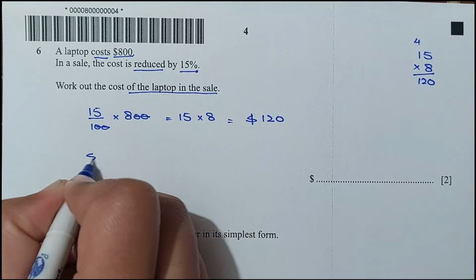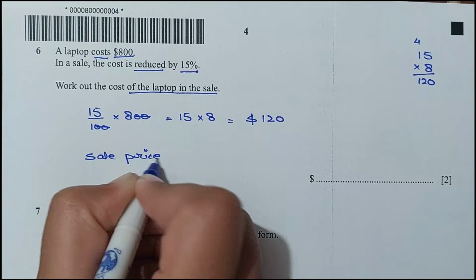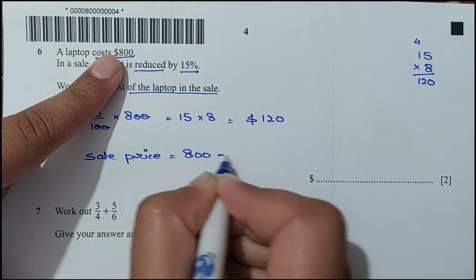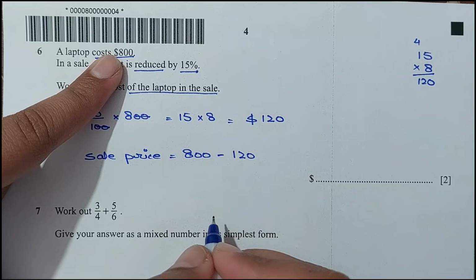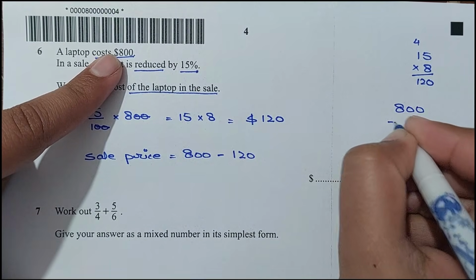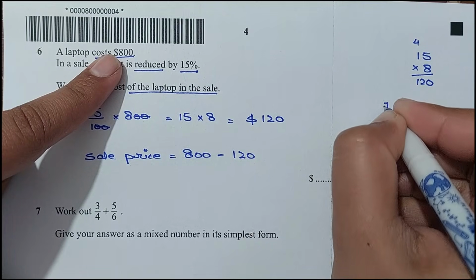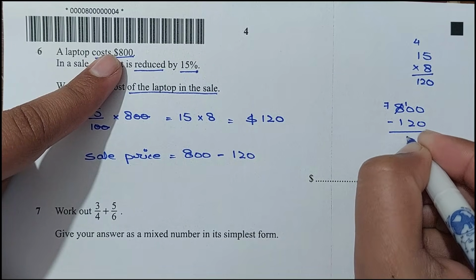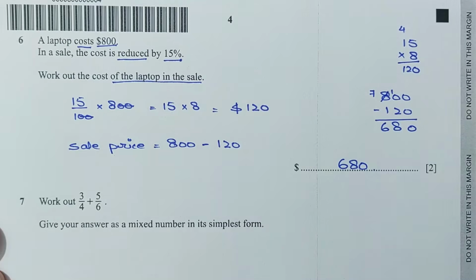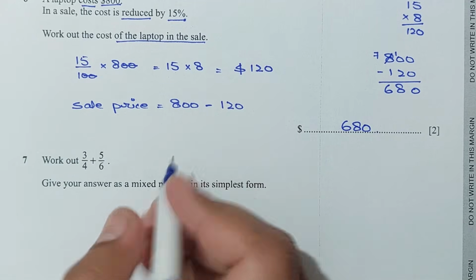Now the sale price. What is the sale price? From the original price 800, we have to subtract 120, right? 800 take away 120. We have 7 over here, and 10 take away 2 would be 8, and 6, $680.